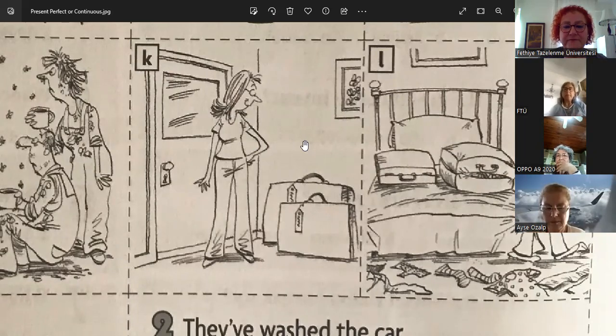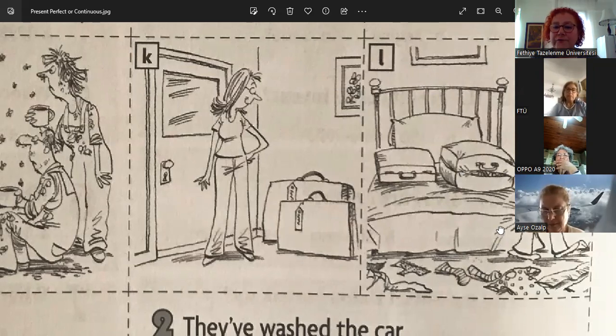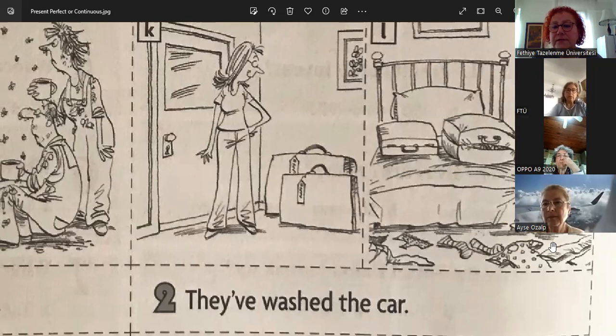Değil mi? She has finished packing, so she is ready to go on a holiday. And the other one, the picture L, she hasn't completed packing up yet, because you see there are some outfits, there are some socks and clothes on the floor.